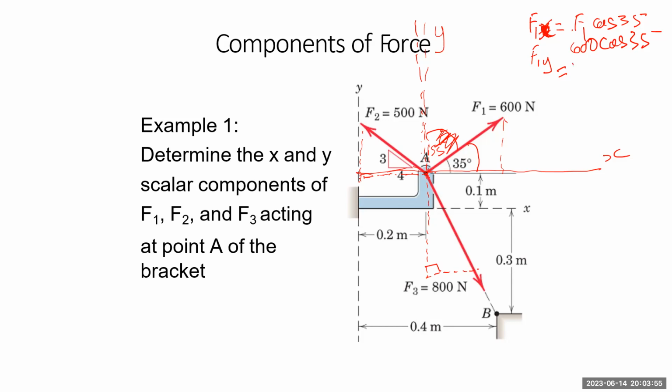So this is F1 times that, and this is going to be F1 sin 35, right? Or in other words, you could write that as 600 sin 35. So you have two components here, and they are positive. Why are they positive? That is going up, that is going that way. So it is 600 cos 35 and 600 sin 35. We want F2 now. One is going in the negative and one going in the positive.